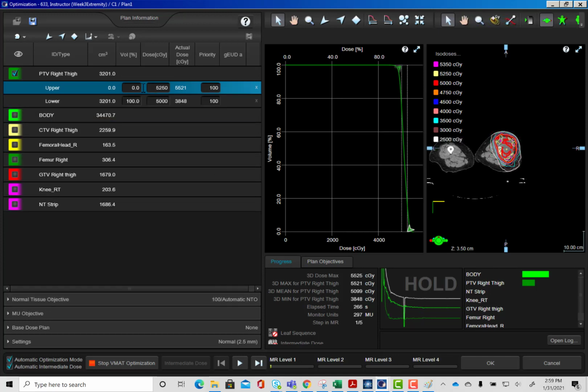Okay, so I start only with my targets. I could have added my GTV and CTV in there if we really wanted to, but that protocol doesn't really look at CTV and GTV dose, so we're just going to focus on our PTV for this practice case.